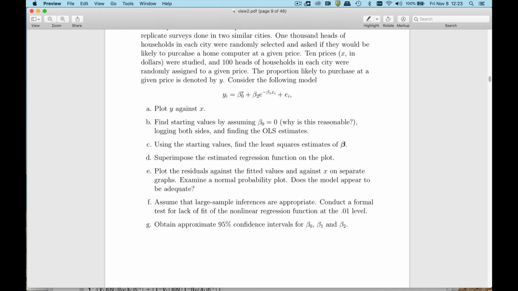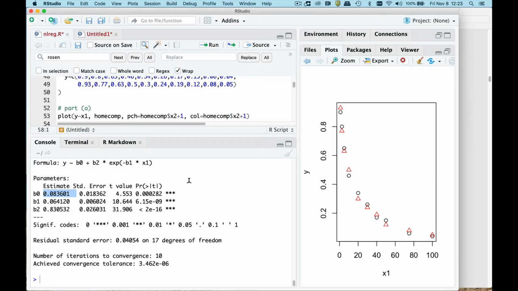But then remember that beta 2 is going to be the y-intercept. So if we take beta naught plus beta 2, we get the y-intercept. So the y-intercept is going to be about 91% if I add 0.08 and 0.83. And if we look at our graph, that looks pretty reasonable. Beta 1 is the learning rate.